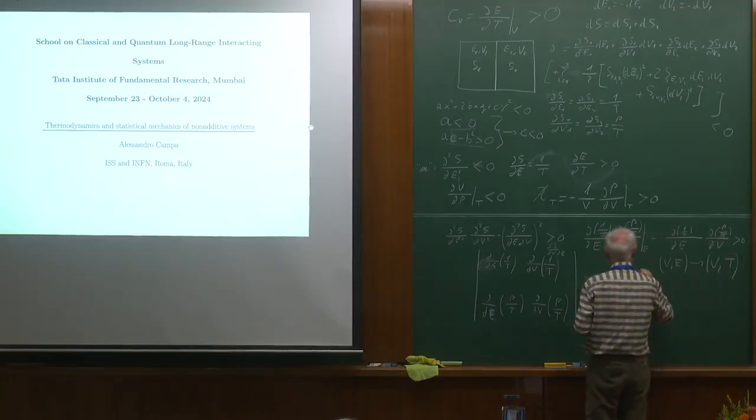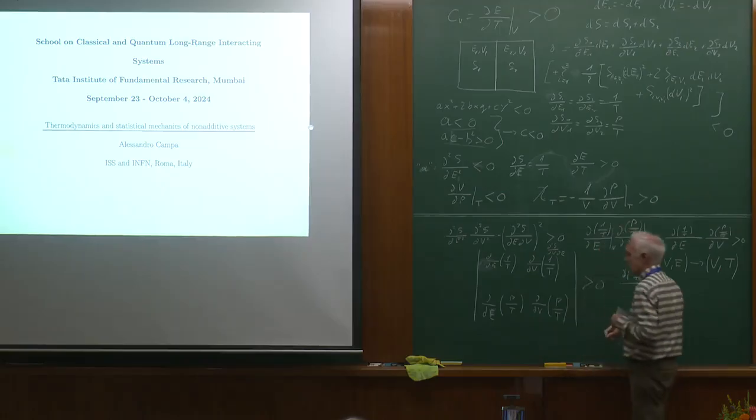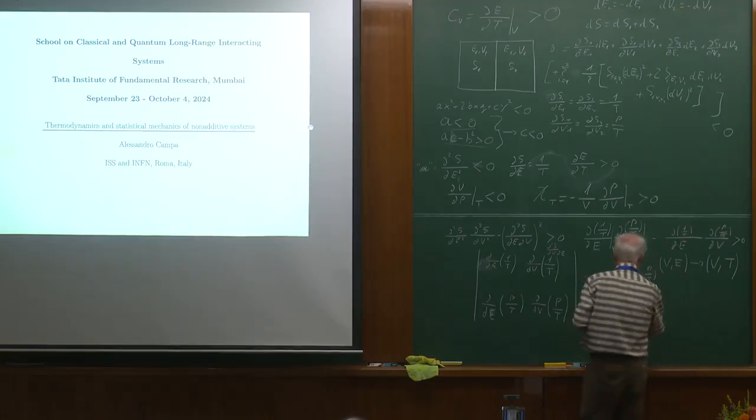Then this would be 1t, pt. Generally, the Jacobian is shortly expressed like this. Okay.